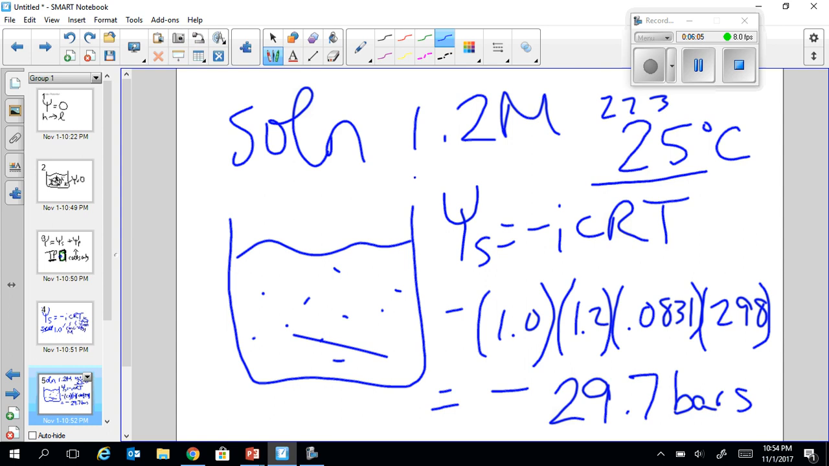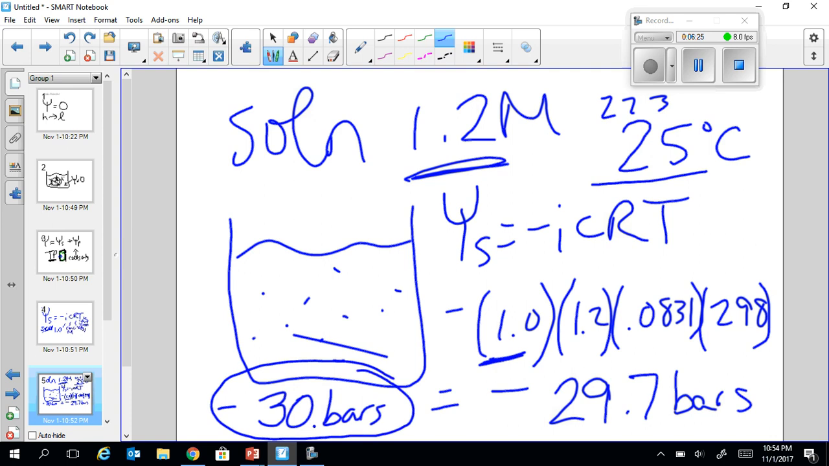There's 2 sig figs over here. We got 2 sig figs right here. That has 3 sig figs in it. This one's got 3 sig figs in it. So I'd have to go to 2 sig figs, which would mean my actual value would be negative 30 bars. That would be my answer. And I'd have to put a decimal there to show that it's 2 sig figs.